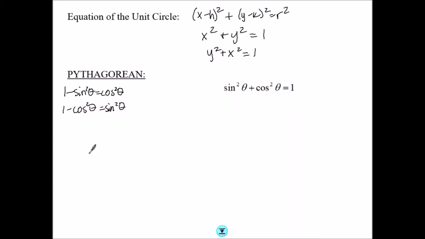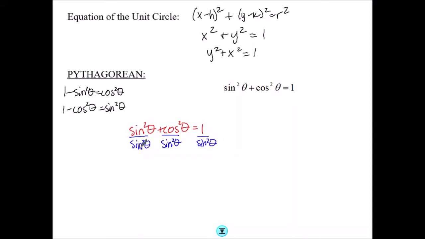Now, there are two other Pythagorean identities. I always had a hard time remembering them, so I'm going to show you a trick. You can either remember my trick or you can memorize the formulas for yourself. If I take this first Pythagorean identity, sine squared theta plus cosine squared theta equals 1, and I divide all of the terms by sine squared theta, and simplify, I get another Pythagorean identity.